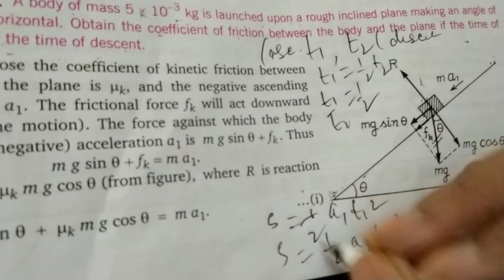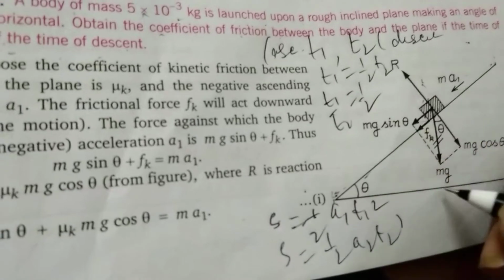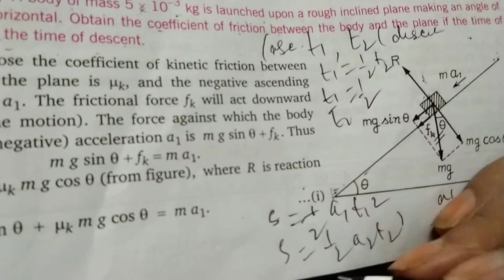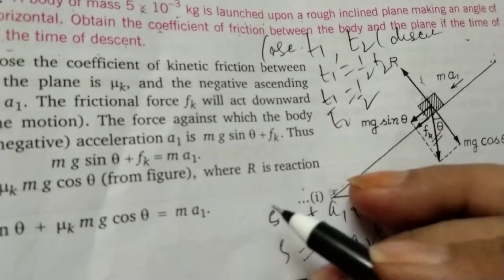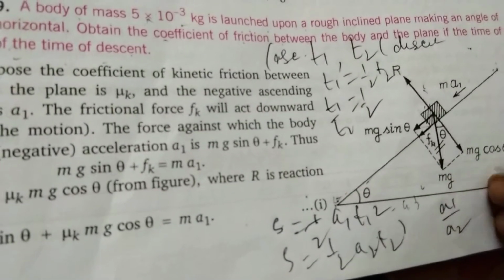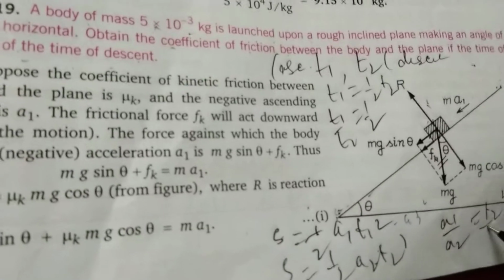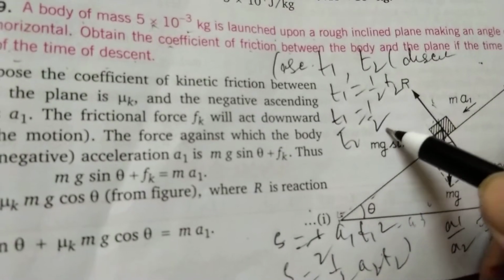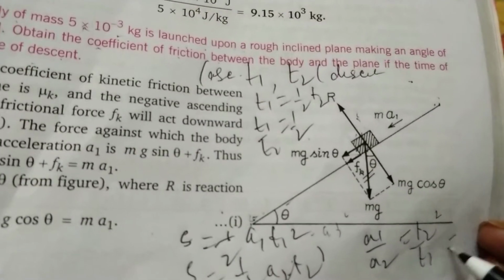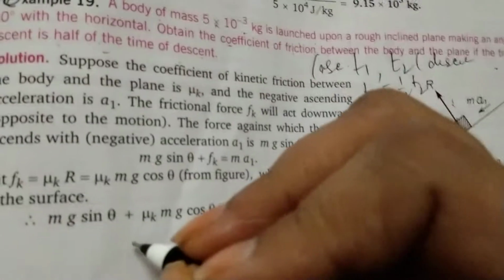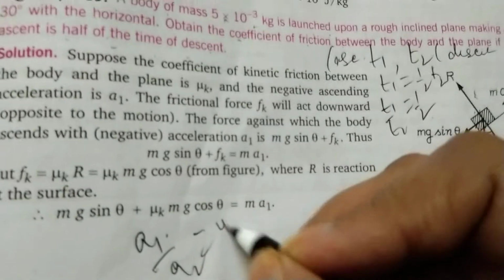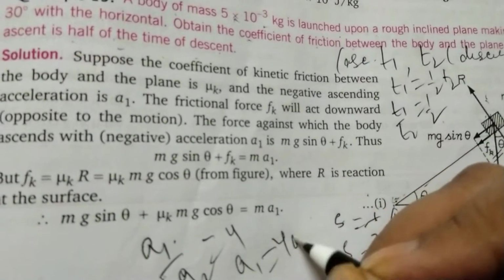If we take these two equations, because the distance is the same, and divide them, we get a1 by a2 equals t2 square by t1 square. Here we have t1 by t2 as half, so t2 by t1 will be 2. It is a square term, so this comes to 4. So a1 by a2 is equal to 4, or we can write a1 is equal to 4 times a2.